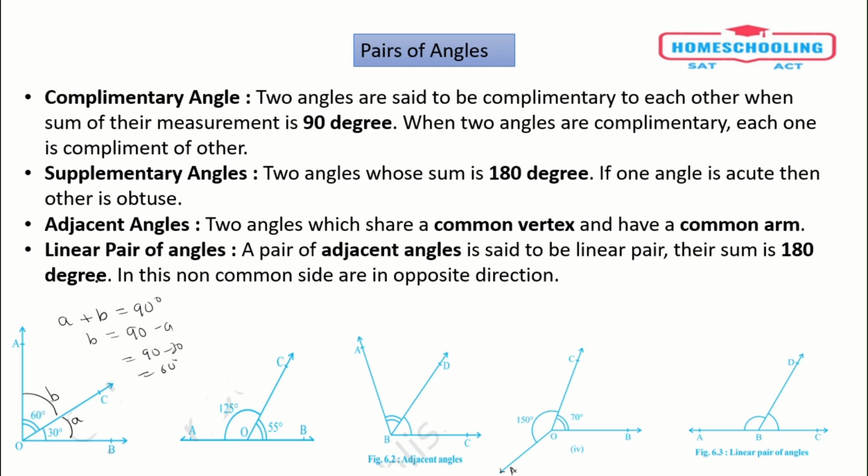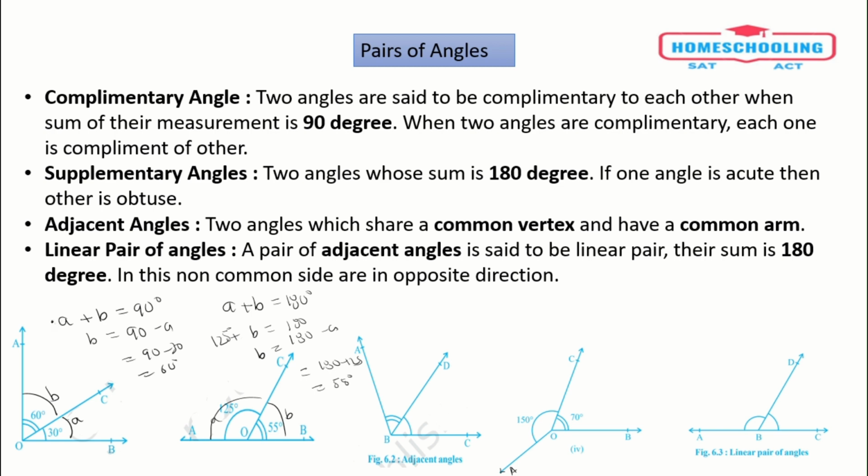Similarly, supplementary angle, angles whose sum is 180 degree. So here both angle A and angle B, the sum of both the angles would be 180 degree. We know the value of A is 125 degree. So what is going to be B? B is equal to 180 minus A. That would be 180 minus 125, which is going to be 55 degree.